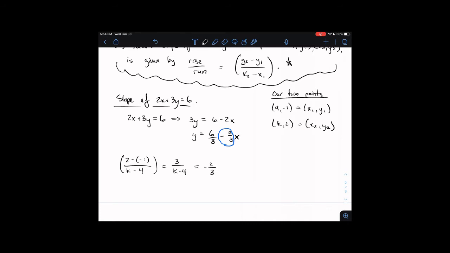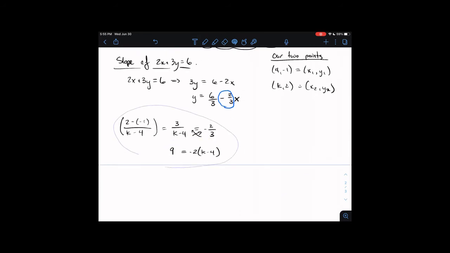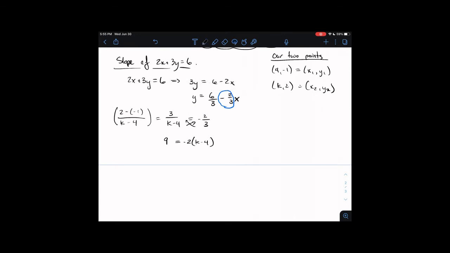So there's something we can do. We can just, let's call it cross multiplying. I'm sure you've seen it before. So we have 9 on this side, and then negative 2 times k minus 4 on this side. Let's see here. How do we want to do this? Let's move this down. So that gives us that.